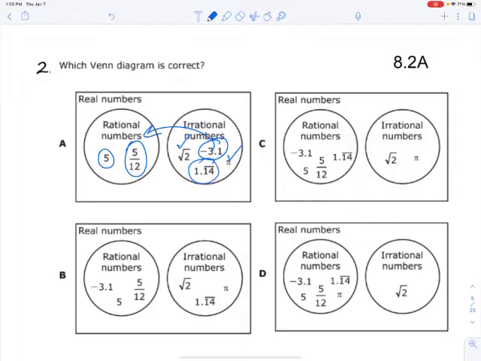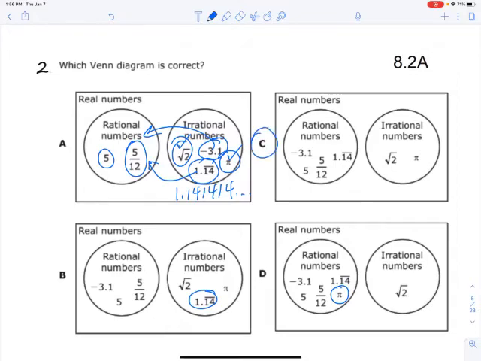Now this one right here, that little bar that's over it means 1.141414 and so on and so forth. So that's a repeating decimal, and all repeating decimals are rational numbers. So when we look at these numbers, I'm looking for only square root of 2 and only pi to be in the irrational set. Coming down here, it's got that 1.14 with a bar, and then right here we've got the pi in the rational numbers. So that means C is our correct answer.